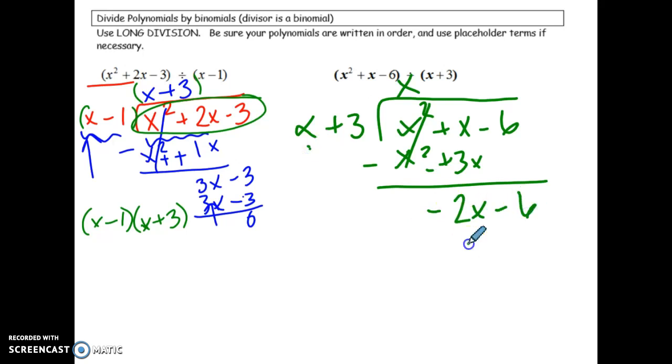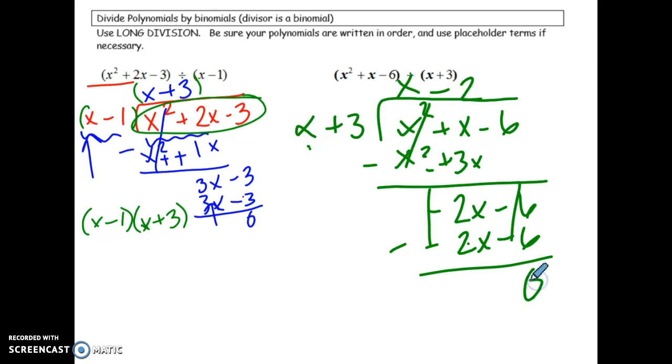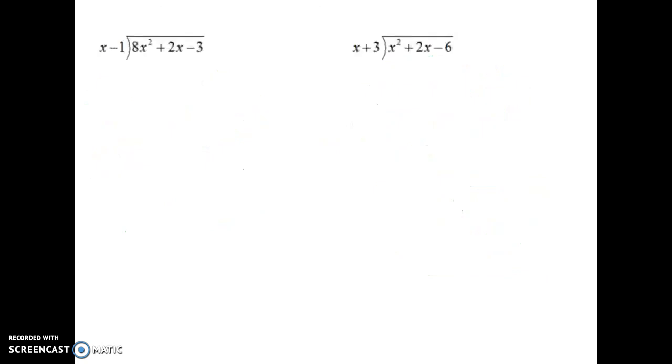So how do I get from x to negative 2x? Well, that would be minus 2. Negative 2x times x is negative 2x minus 6. If I subtract, cancel, cancel, done. Okay, so that is a 0. That means my answer is x minus 2. Alrighty. We're running out of time.